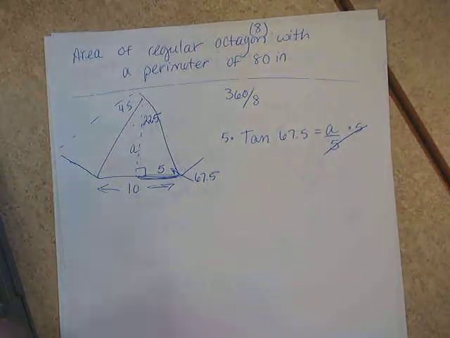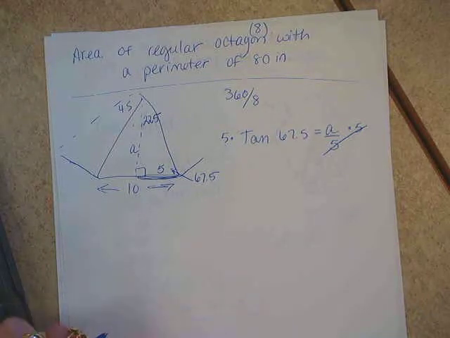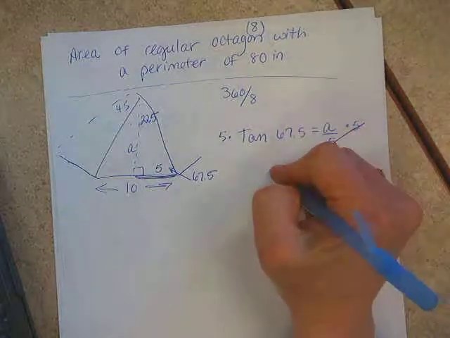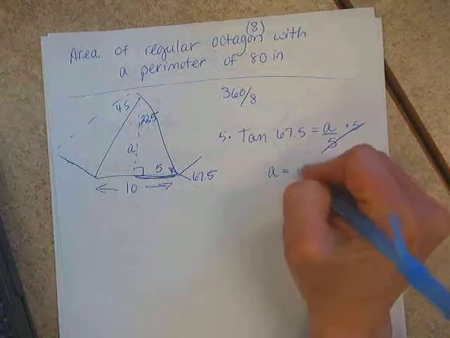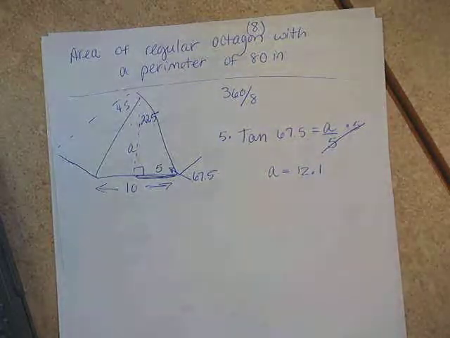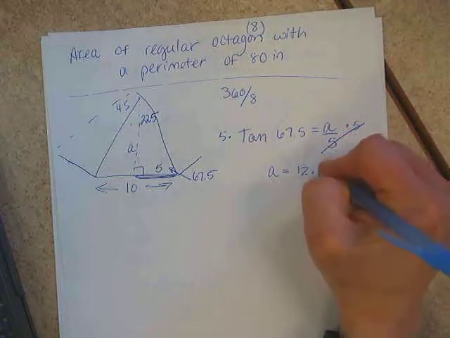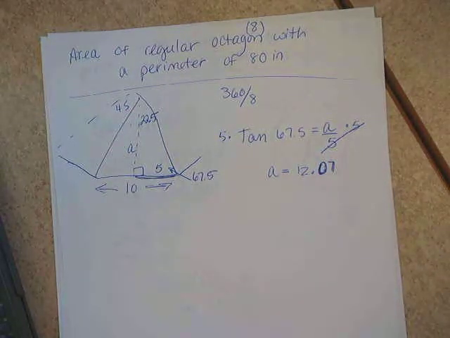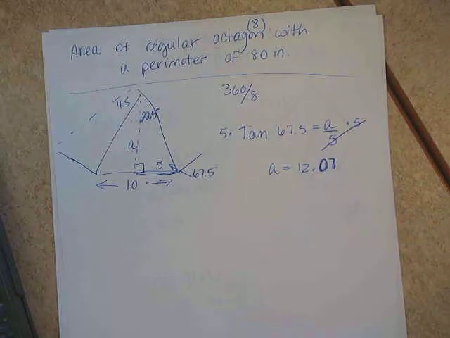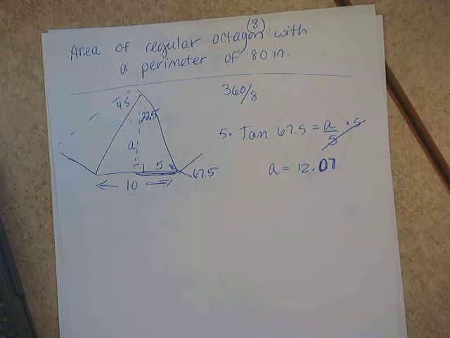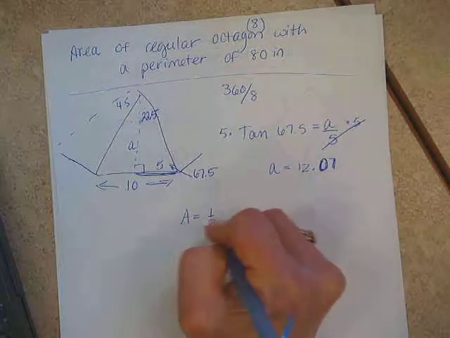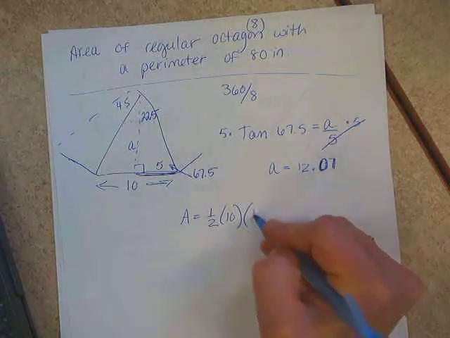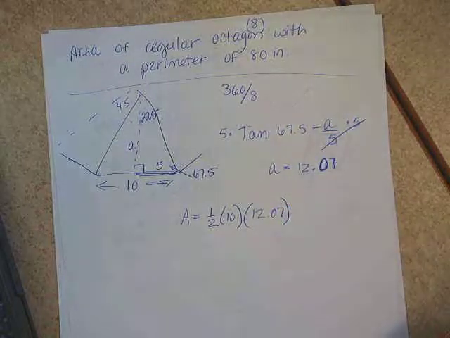So how do I solve this? How do I get a by itself? Yep. We're going to multiply both sides by 5. So if I multiply this out, my apothem should be 12.1 approximately. Actually, we'll keep the 0.7. Don't round too much. So 12.07.